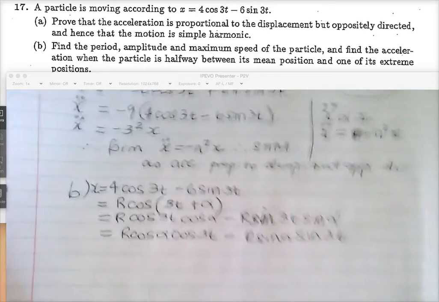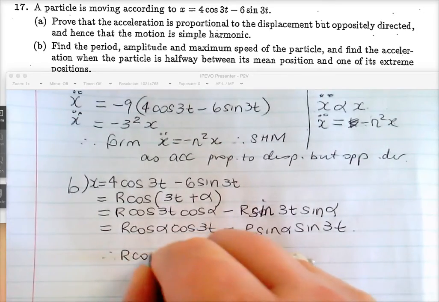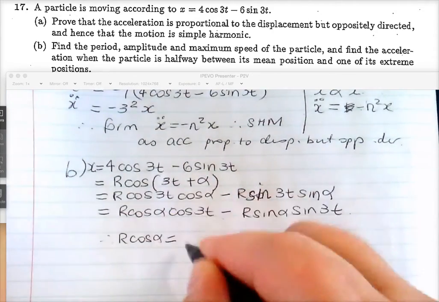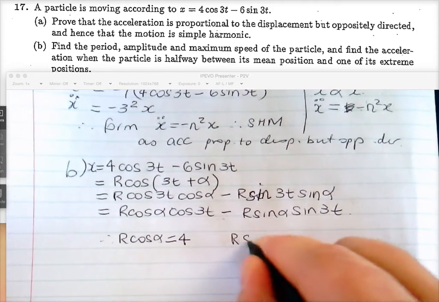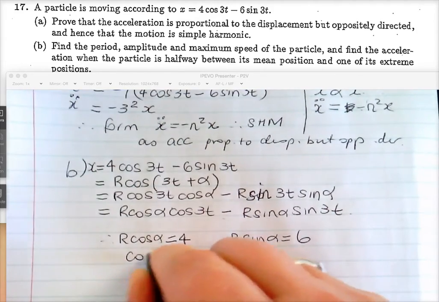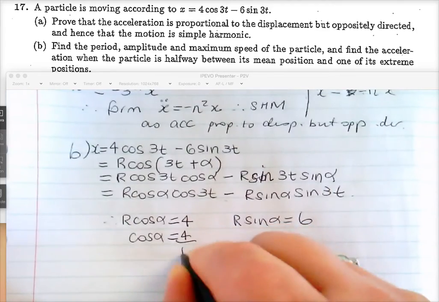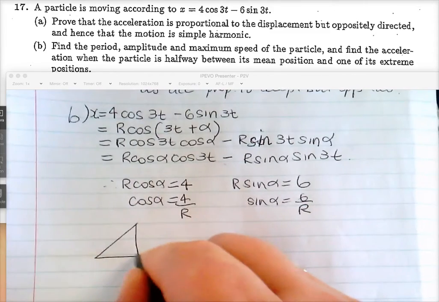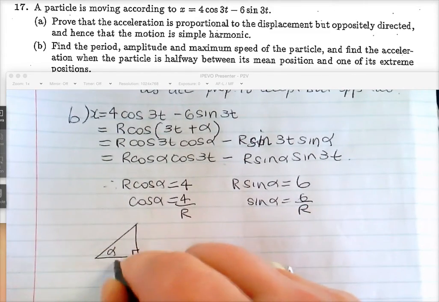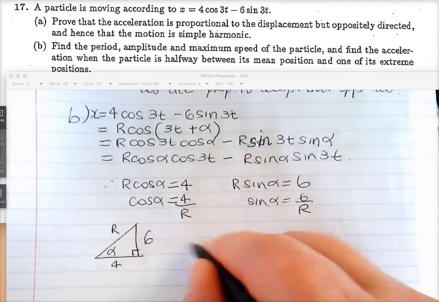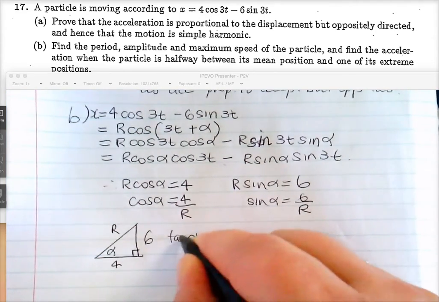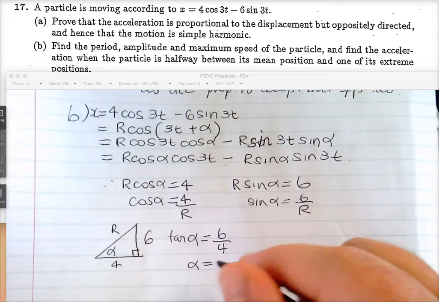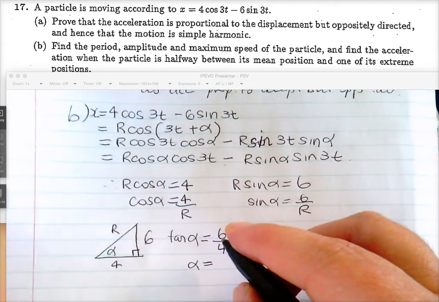So therefore what equals what? Therefore R cos alpha is, well, the cos 3t's are the same. R cos alpha is 4. R sine alpha is 6. Cos alpha is 4 on R. Sine alpha is 6 on R. Drawing your triangle. Yes, you can do that other thing if you want. Cos is 4 on R, sine is 6 on R. Tan of alpha is 6 on 4. So alpha is tan to the minus 1 of 6 on 4.